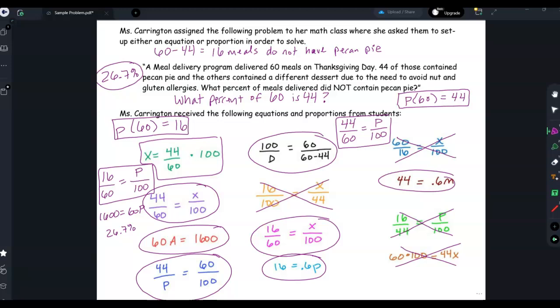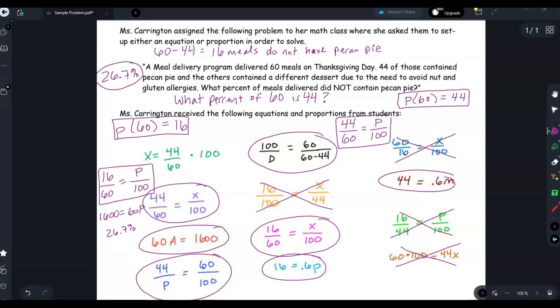Well, we could first just check and see, do we get the same answer? Because if we don't, then we can rule it out. If we do, it doesn't necessarily make it right, but there's a good chance it might be right. So if we do 44 divided by 60, you get 0.73 repeating. Then if you multiply that by 100, you get 73.3 repeating. So you get the 73.3%, and then we could subtract that from 100. So it looks like we're getting the same answer.